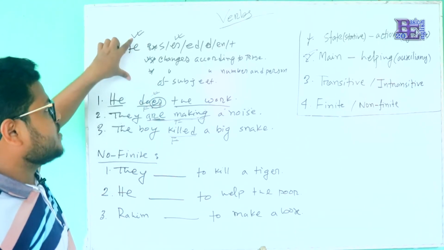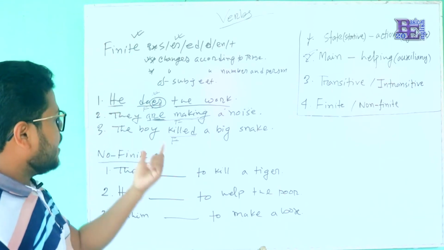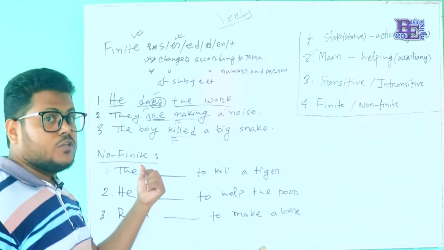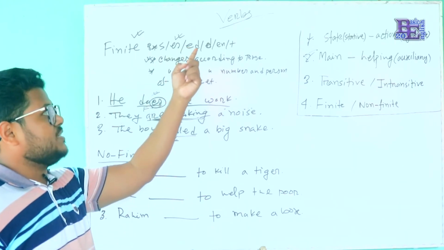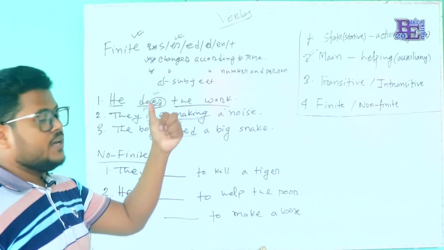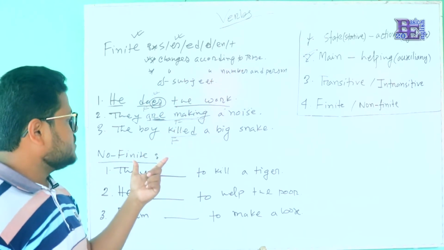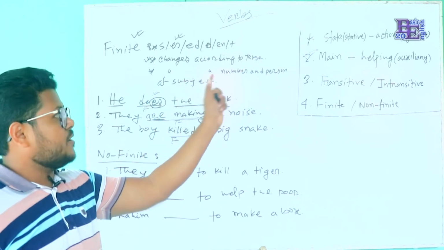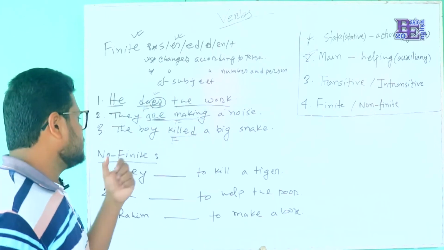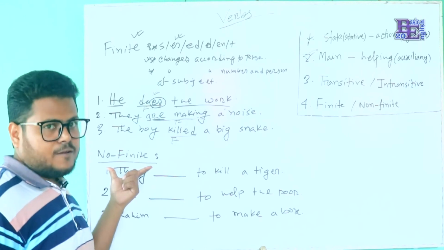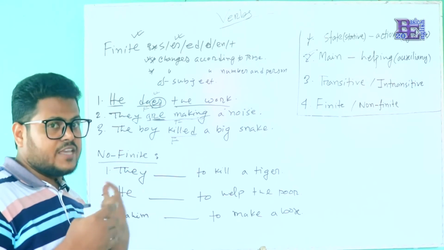That means they are common here and they are uncommon here. These are the differences. That is, a finite verb will take s or es, ed, d, en or t. A non-finite verb will not be changed according to the tenses, and it will not be changed according to the number and person of the subject. These are the features of the non-finite verb, and the main point is that it cannot complete the meaning of the sentence without taking any other help.